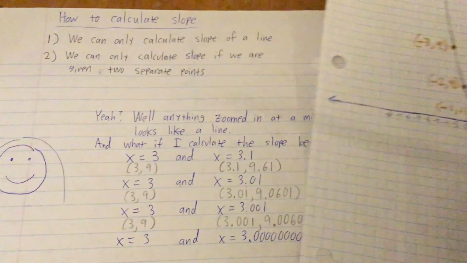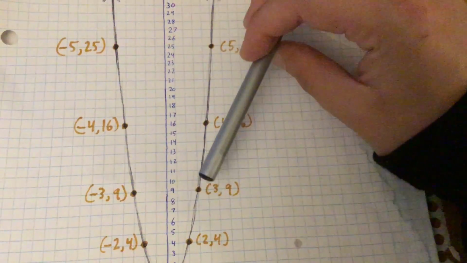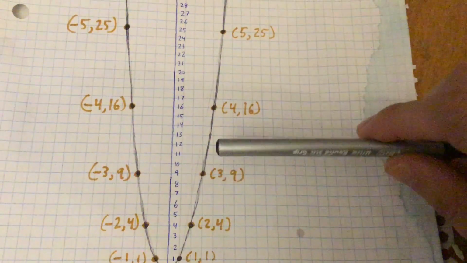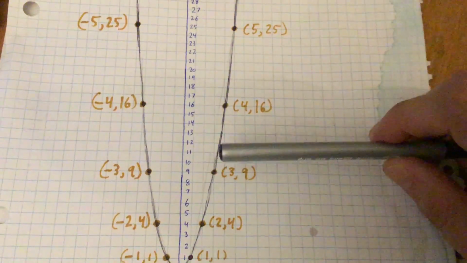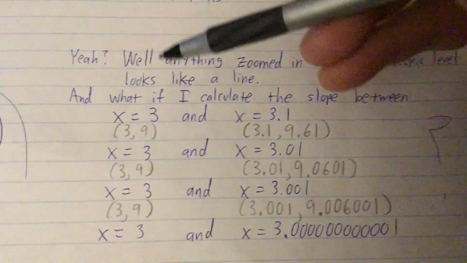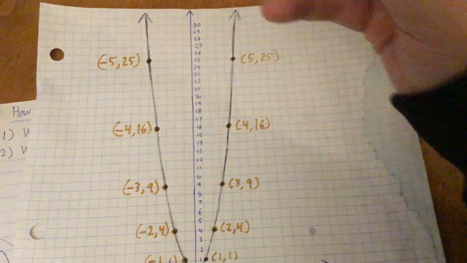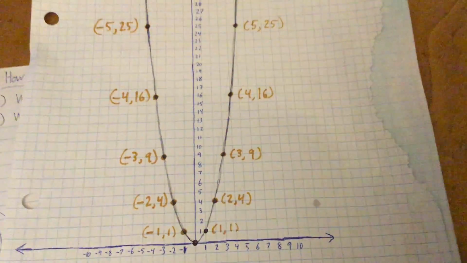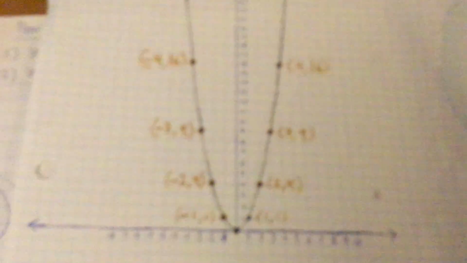Let's say I want to figure out the slope at x equals 3. Well, who's to say that I can't pick x equals 3 and x equals 3.1, or x equals 3 and 3.01, or x equals 3 and 3.001? This is a curve, right? y equals x squared is a curve. Well, Isaac Newton said, if I zoom in close enough, it looks like a line. Sorry, it's out of focus, but if I zoom in close enough at any given point, it looks linear.